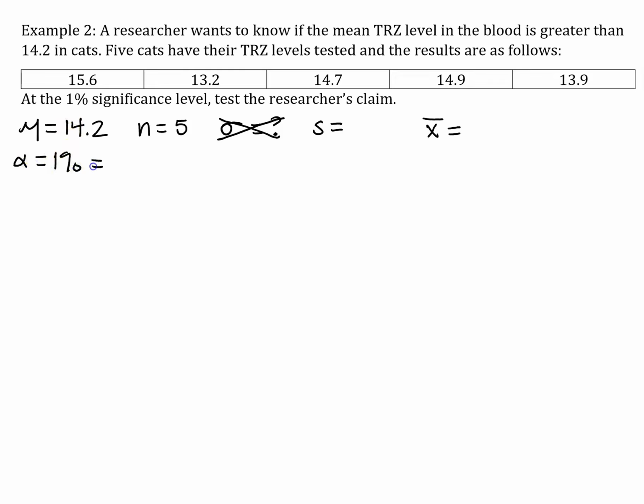Be careful when converting that to a decimal. That is 0.01, not 0.1, which implies that our level of confidence, which is 1 minus alpha, will be 0.99. So we will be 99% confident in our conclusion. So now I'm going to pull up my calculator so we can compute the sample standard deviation and the sample mean for this set of data.